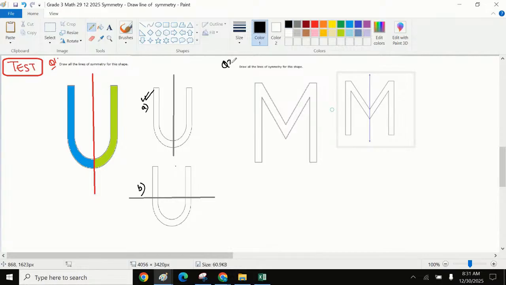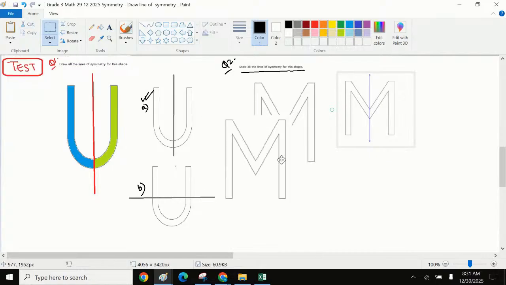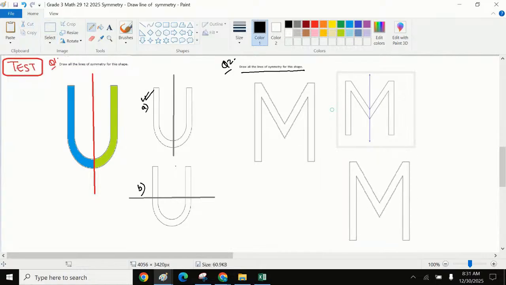This is question number 2. It says draw all the lines of symmetry for the shape. This was option number A. Let's look at option number B. Let's make an option number B over here. And the option number B says this is option number A. This is option number B, where the line of symmetry is a horizontal line.